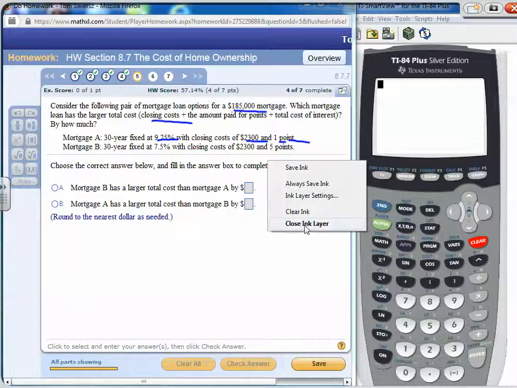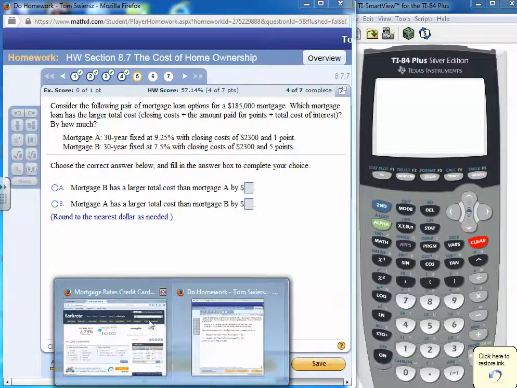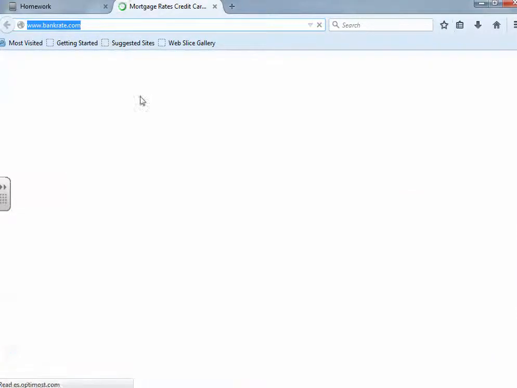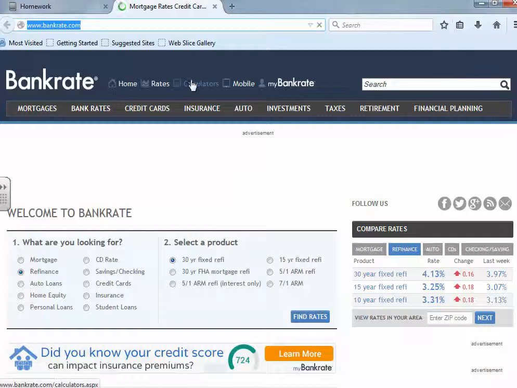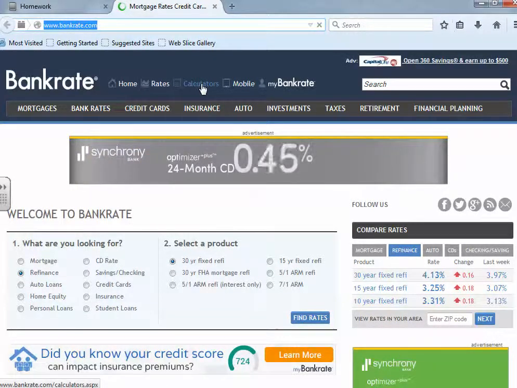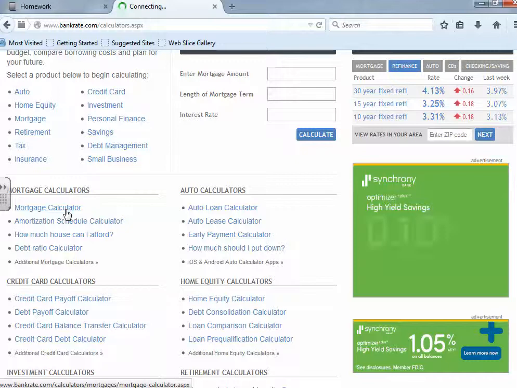Go ahead and open a new website, bankrate.com. There it is, www.bankrate.com. You should get to this home page. When you're at this home page, scroll over the top row to calculators. Click on the calculator, and then scroll down a bit, and you have a mortgage calculator.